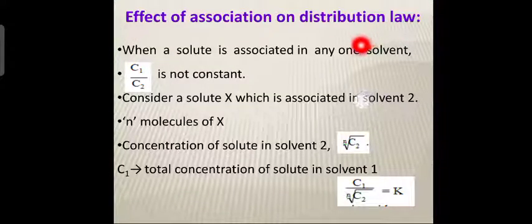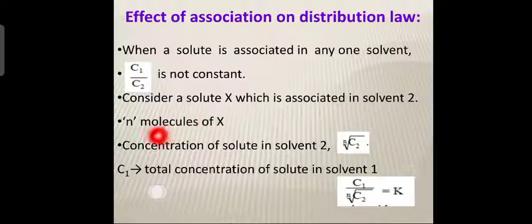Effect of association on the distribution law. Let us study now what is the effect of association on the distribution law. Now when a solute is associated in any one solvent, what do you mean by association? Two or more compounds combine to give a single compound, that is known as association. Now when a solute is associated in any one solvent, C1 by C2 is not a constant. Consider a solute X that is associated in solvent 2.